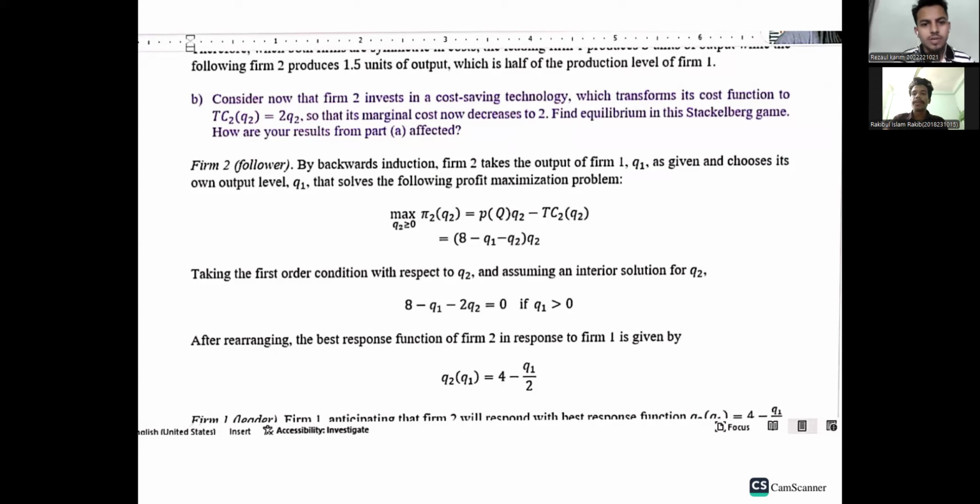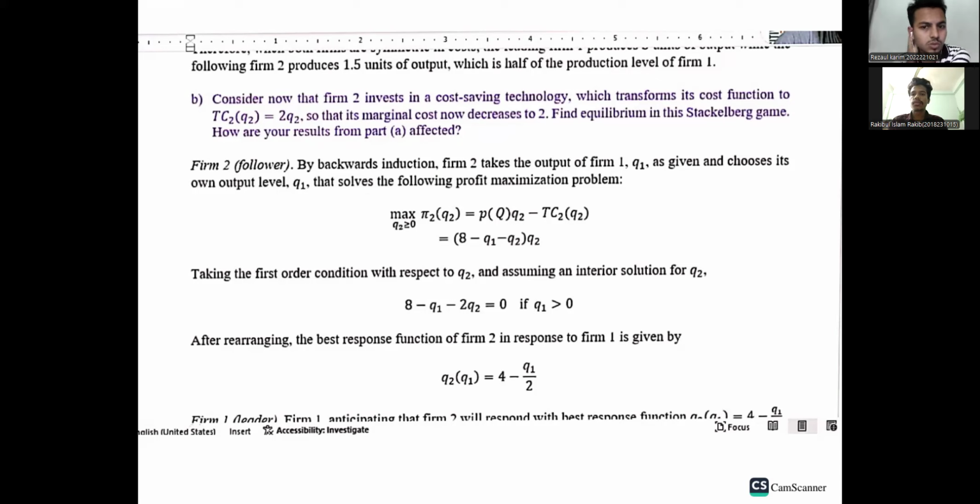Okay, thank you, Rakibul Haidar. You well explained problem A. Now I will discuss problem B, where we consider that farm 2 invests in a cost-saving technology which transforms its cost function to total cost of Q2 equal to Q2. So its marginal cost has now decreased. To find the equilibrium in this Stackelberg game, how are your results affected?